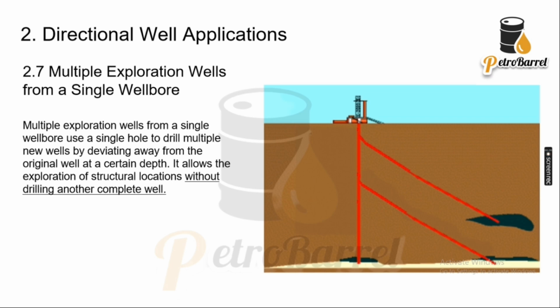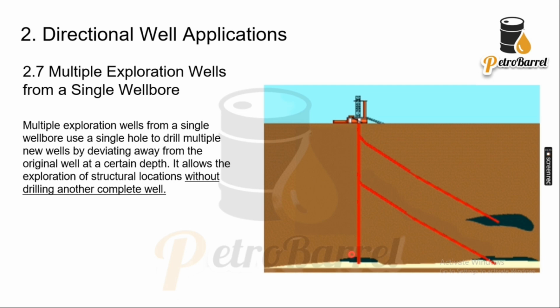So at the beginning, according to multiple exploration wells from a single well bore, simply if you look at this rig site, you will see about 3 wells that have been drilled. One of them is a vertical well, and the other 2 wells are deviated wells. So simply, we will use one rig site or one rig location to drill about 3 wells or more, simply to save the cost of this vertical depth drilled.